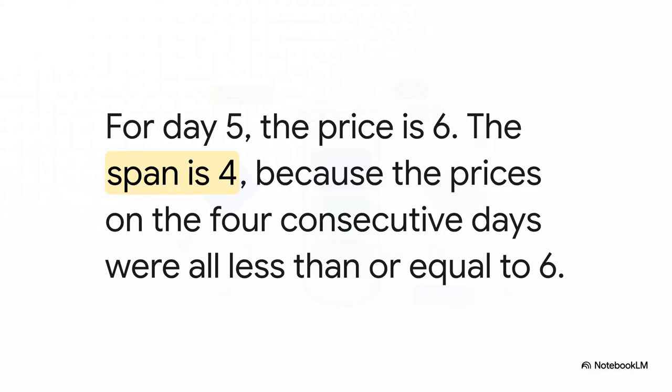Let's make this real with an example. So, look here at day 5. The price is 6. Now, we look back. Day 4, day 3, day 2, all of their prices are lower than 6. So we count them up. 1, 2, 3, and day 5 itself makes 4. Boom. The span for day 5 is 4. See? Easy enough for just one day. But what happens when you have to do this for years of data? That's where it gets tricky.